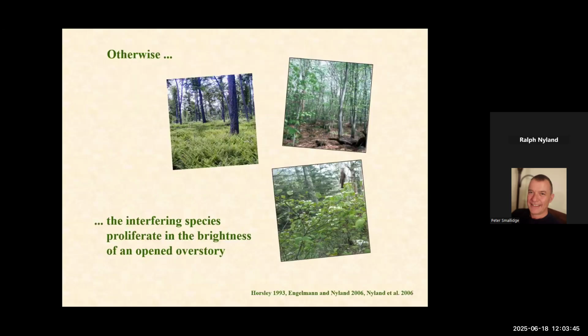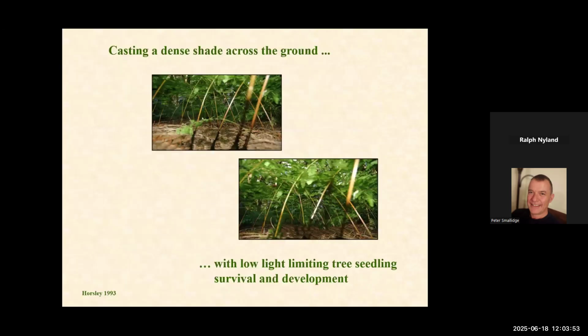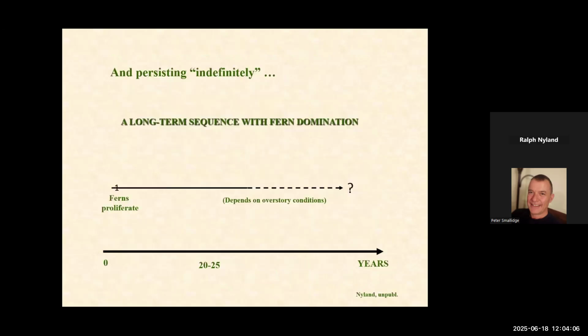Otherwise, the interfering species proliferate in the brightness of an opened understory, like ferns. They cast a shadow across the ground, and that dense shade underneath the fern fronds limits the survival and development of tree seedlings. Now, ferns, once established, will last for who knows how long, probably dependent upon the tightness of the overstory condition as that begins to close. But ferns can be in abundance and prevent regeneration success for many years.